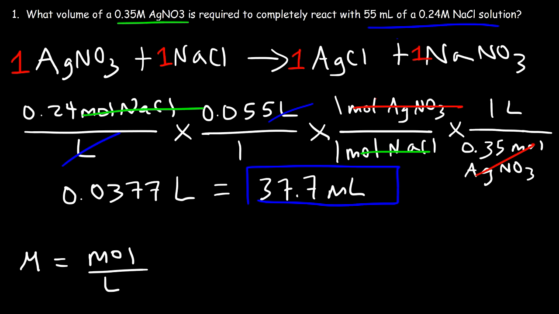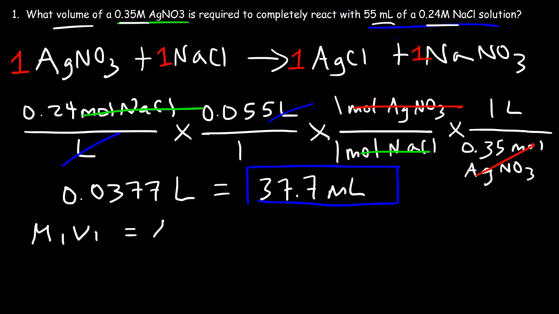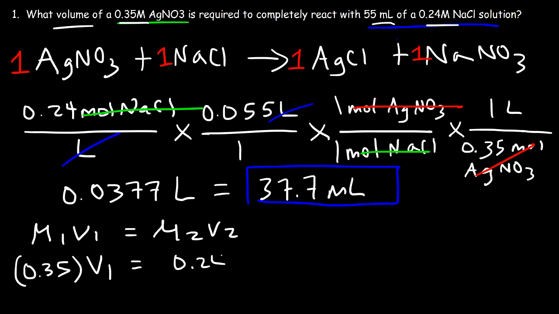Now there's another equation that you can use to get the same answer. Anytime you see molarity and volume in a problem, you can use this equation: M1V1 is equal to M2V2. On the left, I'm going to use M1V1 with reference to silver nitrate, and M2V2 with reference to sodium chloride. So M1 is the concentration of silver nitrate, which is 0.35. We're looking for the volume of AgNO3. M2 is 0.24, and V2 is 55.